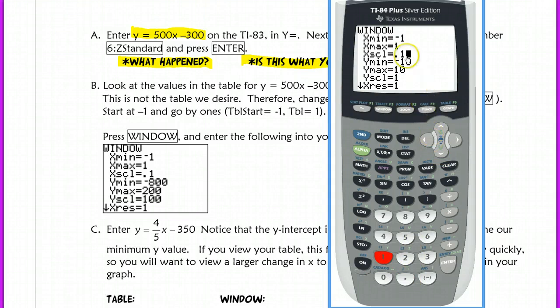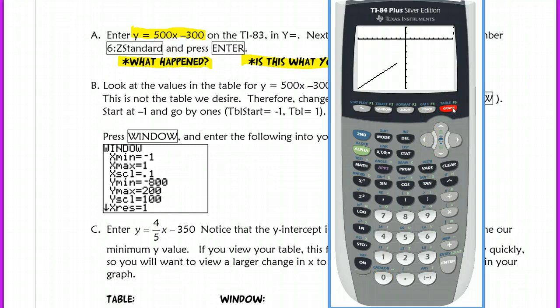This time I am adjusting the scale, because if I just went from -1 to 1 with a scale of 1, then that's a very large tick mark. And then -800, 200, and 100 for the y scale. It doesn't have to change though. Actually, let's do it both ways. I'm going to graph this real quick so you can see.